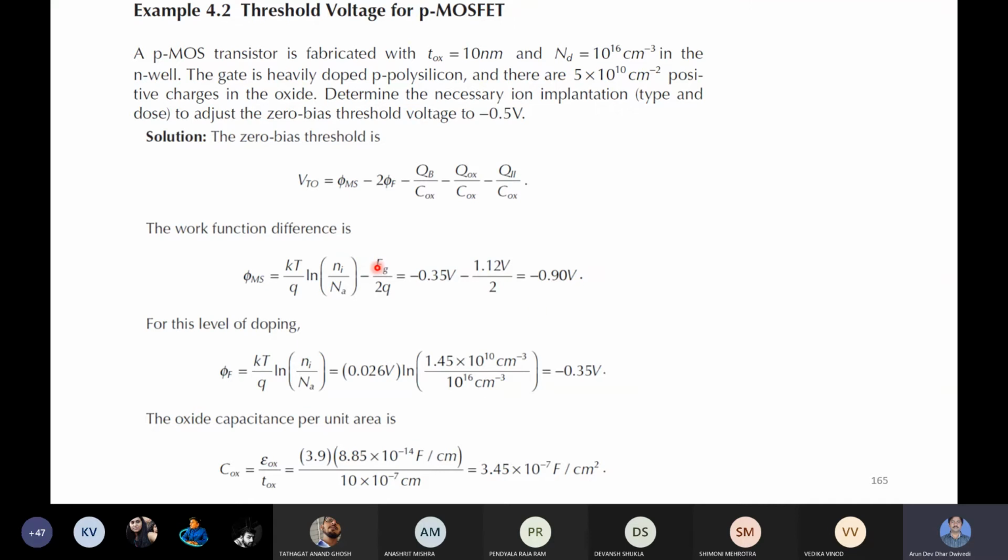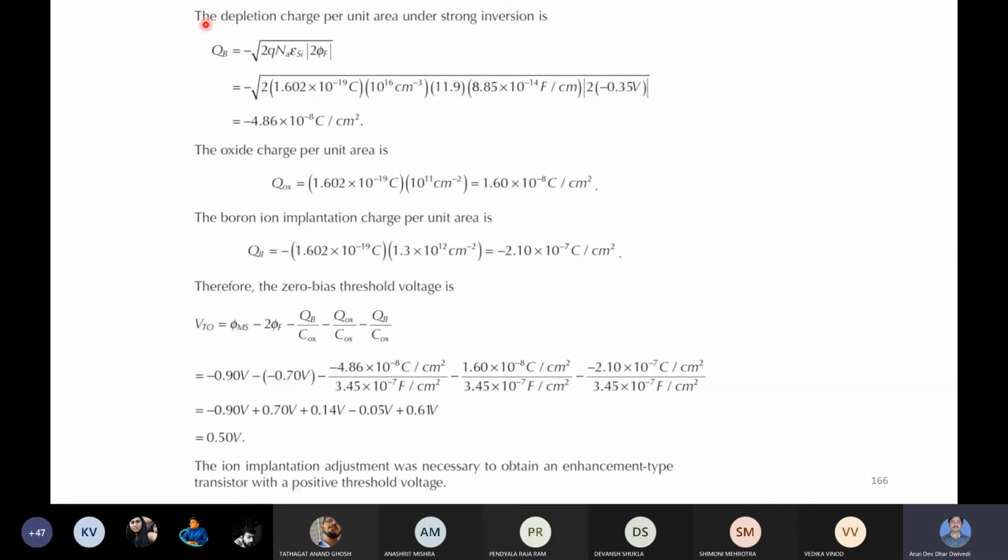Phi f we can calculate, phi ms we can calculate. Then we can calculate the depletion charge, that is, the square root of 2 q Na epsilon Si 2 phi f, this much. Then the oxide charge per unit area, which means coulomb per unit area, this much.